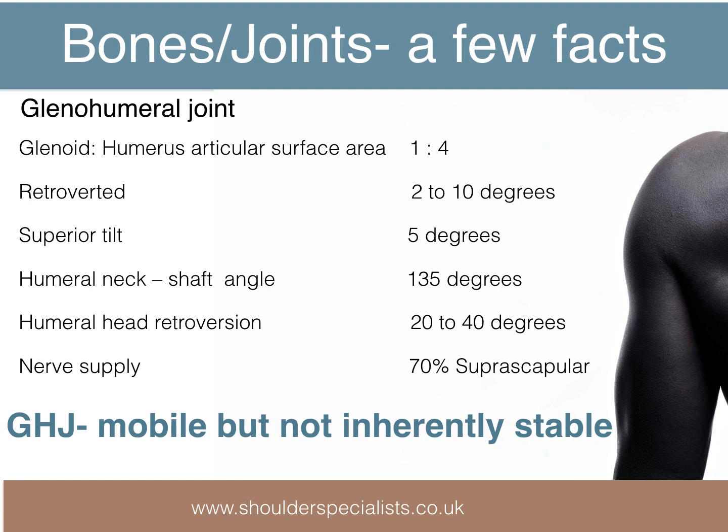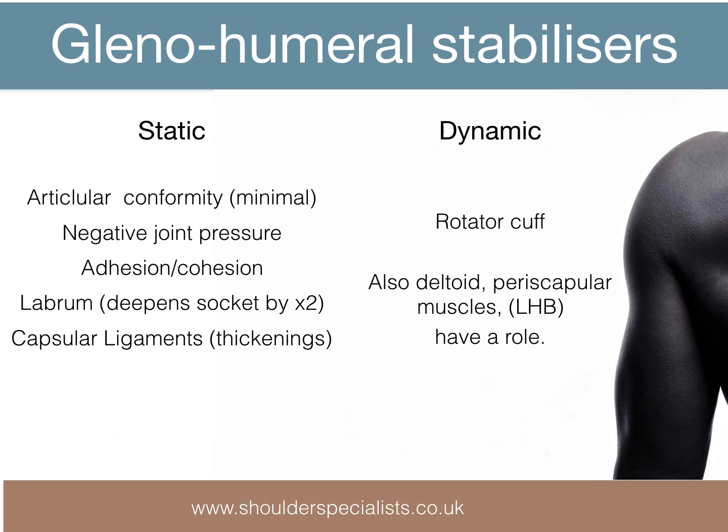The glenohumeral joint is very mobile, but inherently fairly unstable. The shapes of the bones confer very little stability to the glenohumeral joint, but a number of other factors, both static and dynamic, have a contribution. Static factors include negative joint pressure, cohesion and adhesion, the labrum, which doubles the depth of the socket, and the capsular thickenings or ligaments. Dynamic stability is provided by the rotator cuff, the deltoid and periscapular muscles, and to a small degree the long head of biceps.